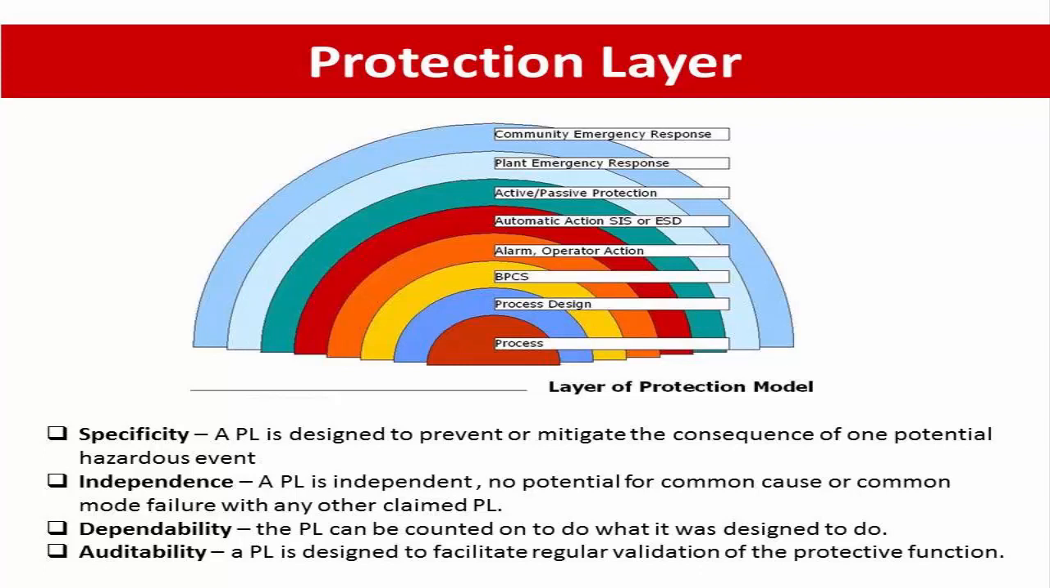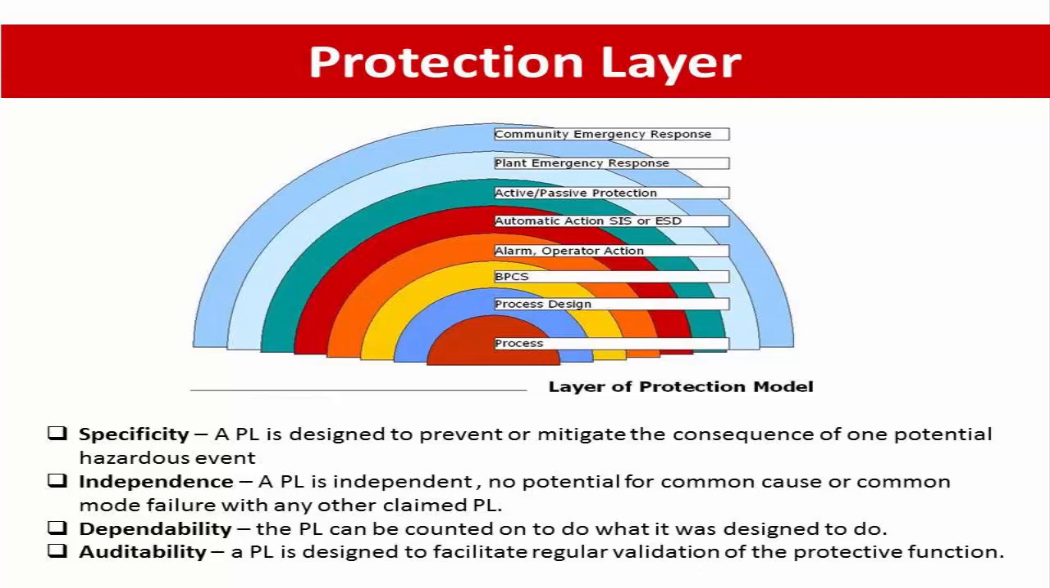What are the criteria of a protection layer? A protection layer consists of a grouping of equipment and/or administrative controls that function in concert with other protection layers to control or mitigate the process risks. That is the first criterion. The second criterion is that a protection layer shall meet the following. The first one, reduce the identified risk by at least a factor of 10. And the second one, it has the following important characteristics.